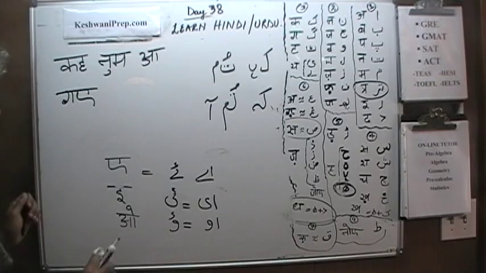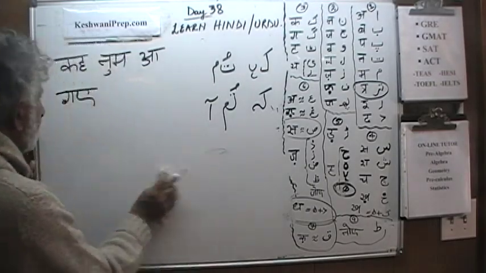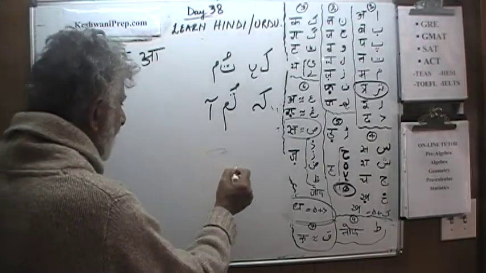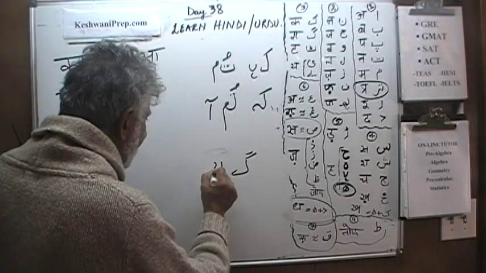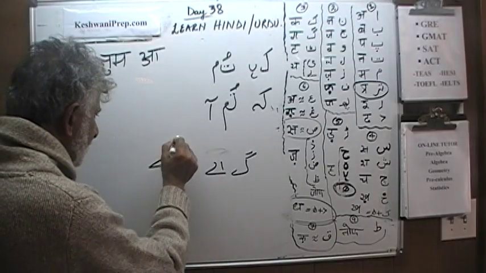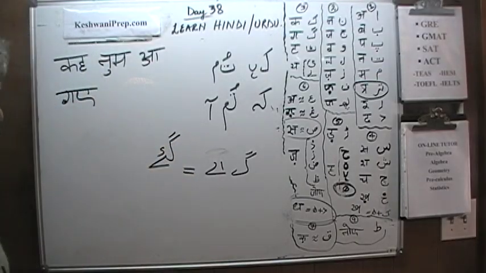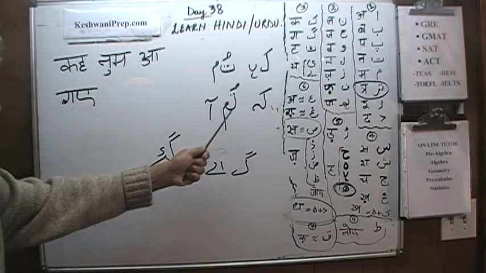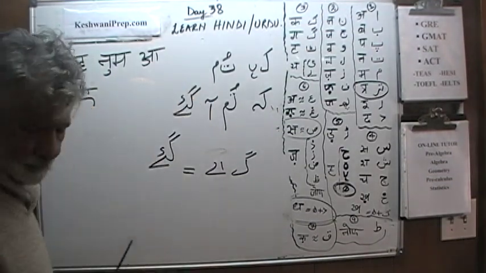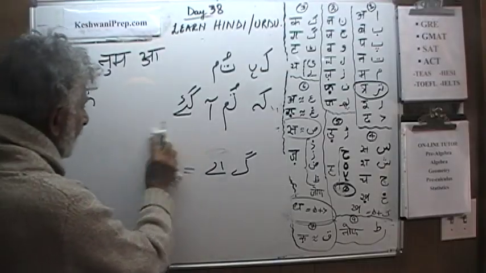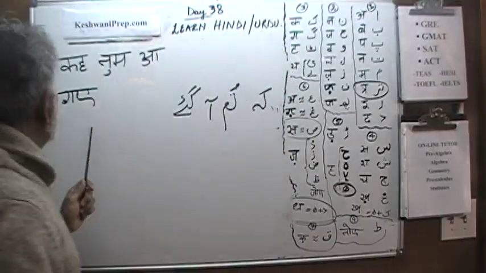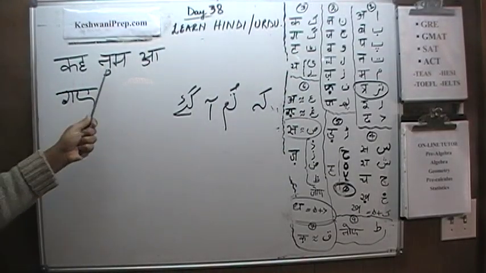Let's continue. So we need the word gaye. Ga-e. So it's a gaf, alif, and a badi ye. When we combine them, gaf sits like this, then a ye, and then hamza. Gaye. Ke tum aa gaye. Let me erase all of this other stuff so that we concentrate on the actual words. Ke tum aa gaye.